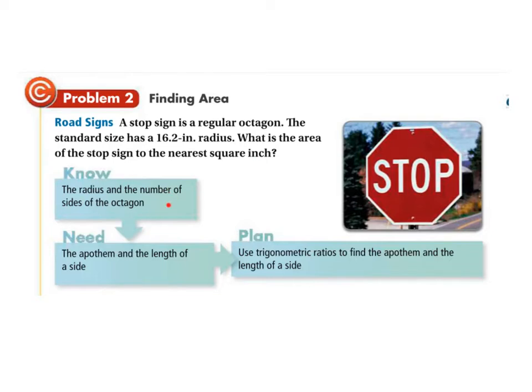We know the radius, 16.2, and the number of sides, 8. We need the apothem and the length of a side. The length of a side will be able to determine the perimeter, and the area is 1/2 the apothem times the perimeter. So we're going to use trig to find the apothem and the length of the side. We'll do this on the next slide. It looks like a lot, so we'll go step by step.